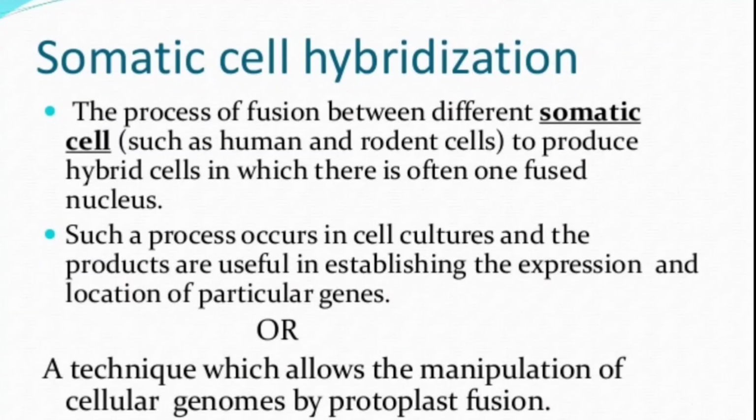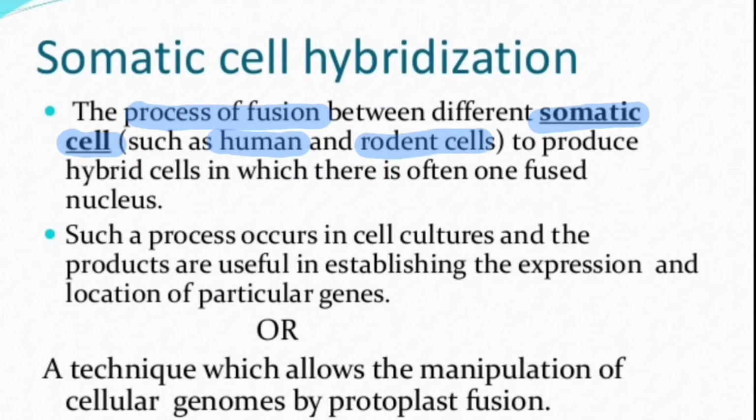So today we are dealing with a topic called somatic cell hybridization. Okay, so let's get started. So here the process of fusion between different somatic cells is called somatic cell hybridization. For example, such as a human cell and a rodent cell. Let's call it a mouse cell.